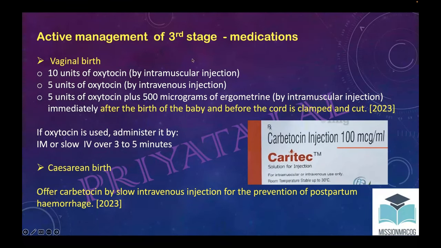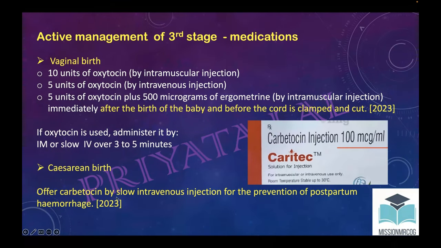So this is a change in this new guideline. Now, oxytocin is always administered IV or IM, and if it is IV, it has to be very slow, over 3 to 5 minutes. Now this has completely changed in the cesarean section.